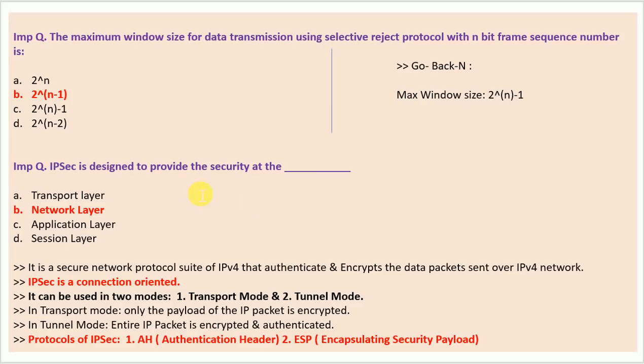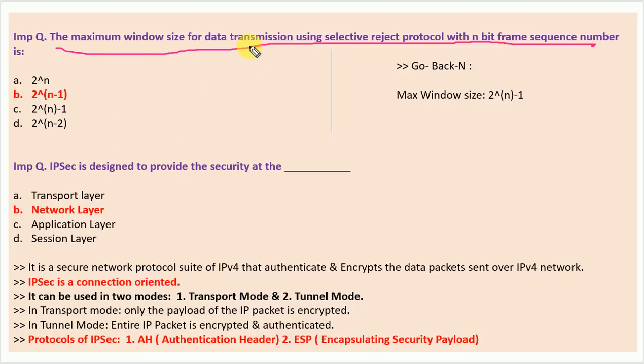Yeah, the next slide is very important from the theoretical question point of view. The question is: the maximum window size for data transmission using the selective reject protocol with n-bit frame is? There are two to three types of protocol: selective reject, go back n, and so on. You have to remember the formula associated with that. Derivation is not important basically, and we have already covered a few of these, like Aloha and slotted Aloha, including channel efficiency. At that point I was also saying that the proof is not important. You have to remember the formula, because in MCQ type questions they will directly ask for the formula.